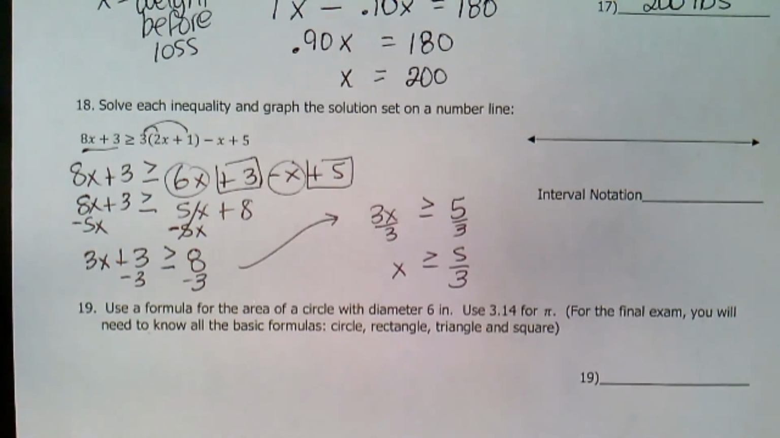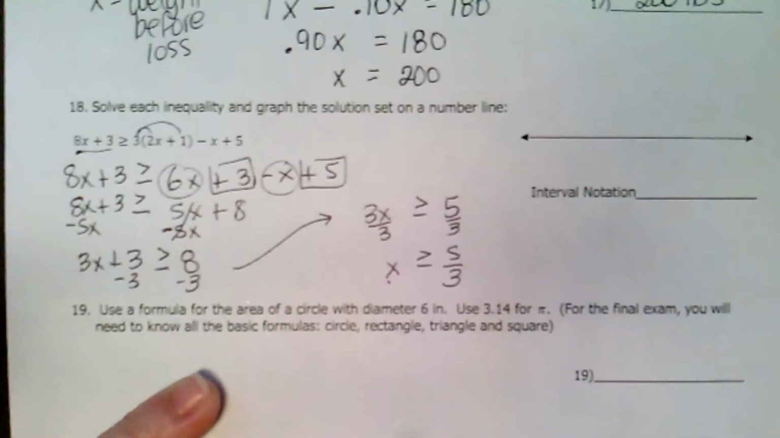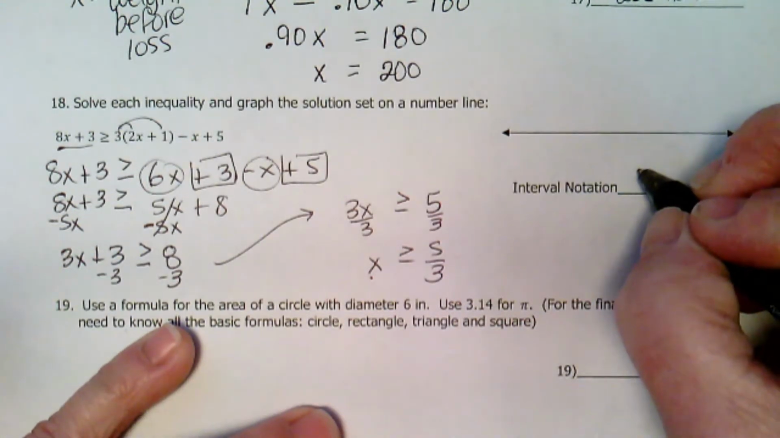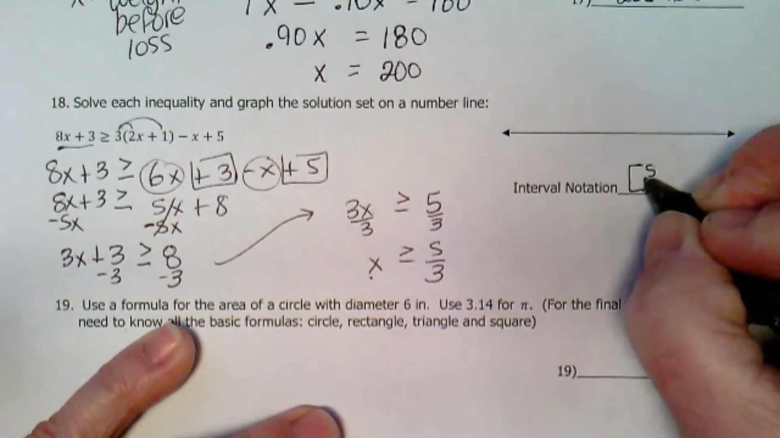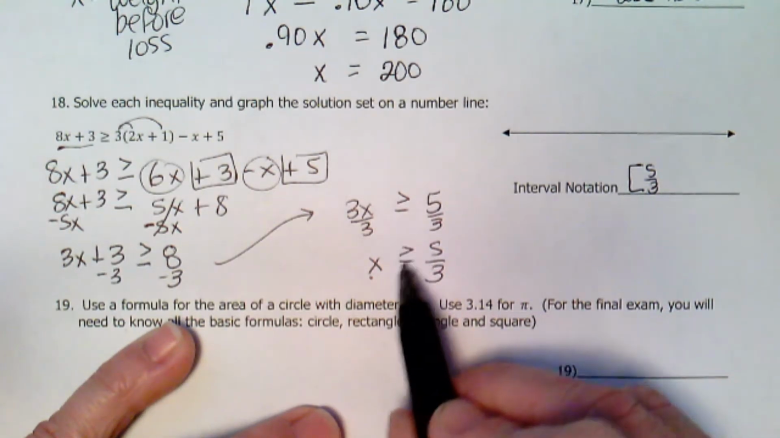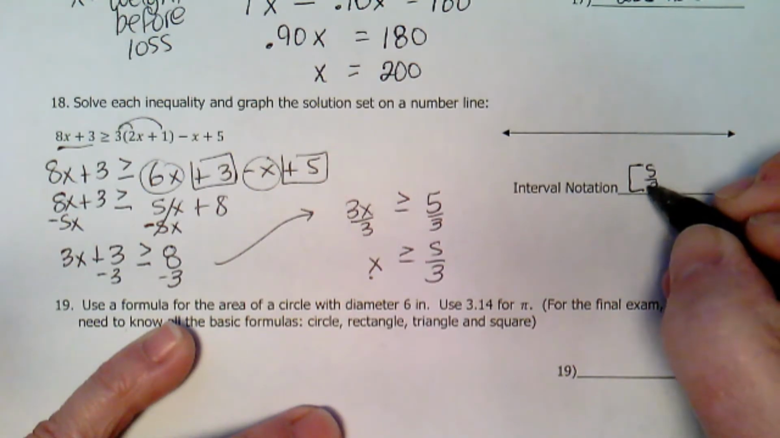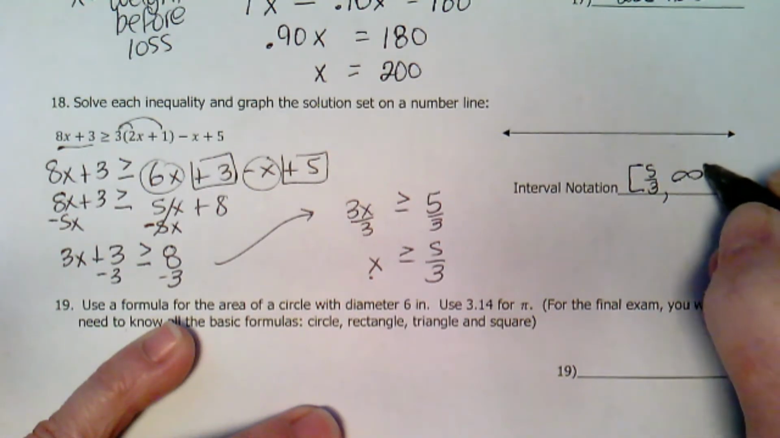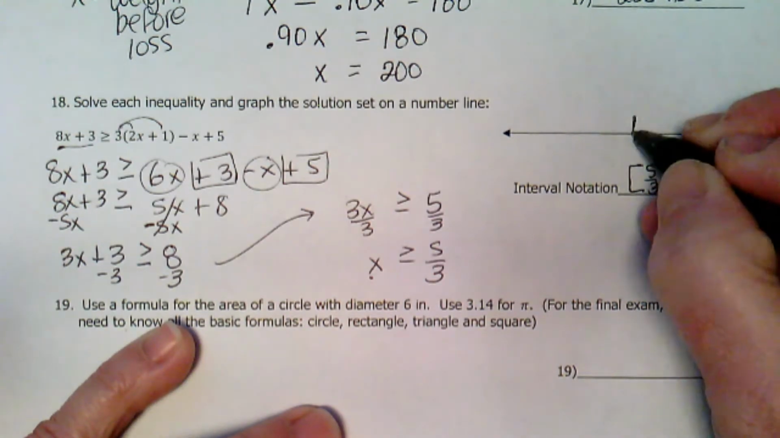Alright, so according to what we just solved, the x has got to be greater than or equal to 5/3. So that means it's got to include the 5/3. That's what the line underneath means. So we're going to use a bracket. It's got to be greater than that. So we know 5/3 is as small as it can be, and it's going to go on forever. And remember, infinities always get parentheses.